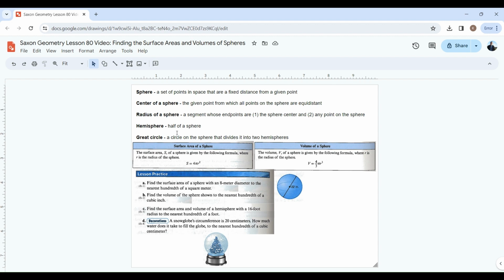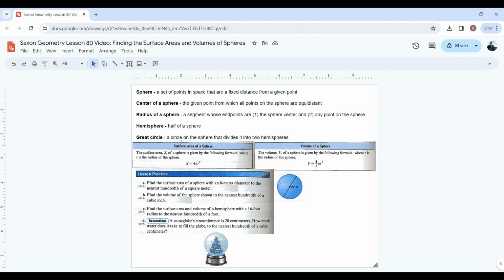And then we have another term. A hemisphere is half of a sphere. And a great circle is a circle that divides the sphere into two hemispheres. In other words, a great circle is a circle that you can draw on a sphere that has the largest radius possible. It goes all the way, the farthest distance around the outside of the sphere. That's a great circle. If you ask me, they're not that great.